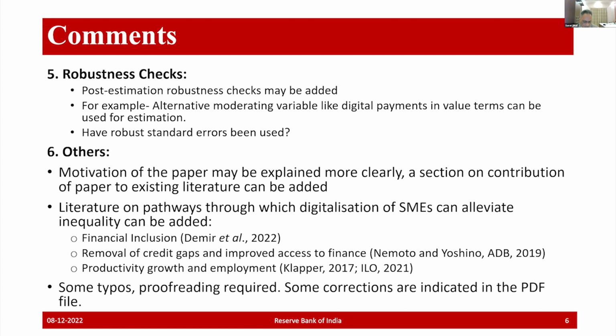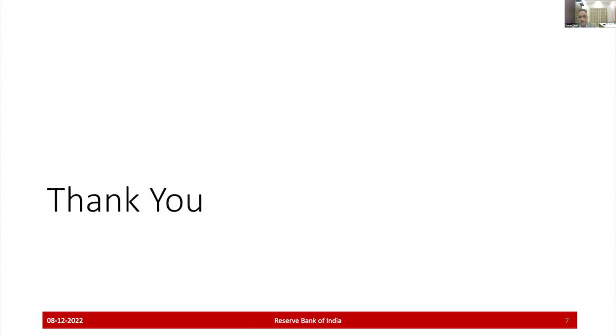And on literature: what are the channels through which digitalization of SMEs can alleviate inequality? Say the financial inclusion channel, the removal of credit gaps, for which I have given the reference, an ADB study, a fantastic study. There are a lot of channels on that, and a productive growth and employment channel. These things should appear in your literature, which should be more exciting, and some proofreading is required, which I have indicated in the corrected PDF version of the paper. Thank you very much. Hope I am successful.